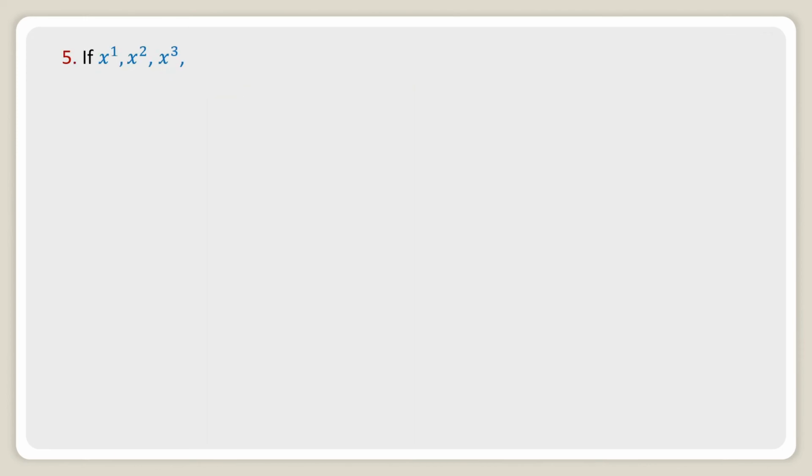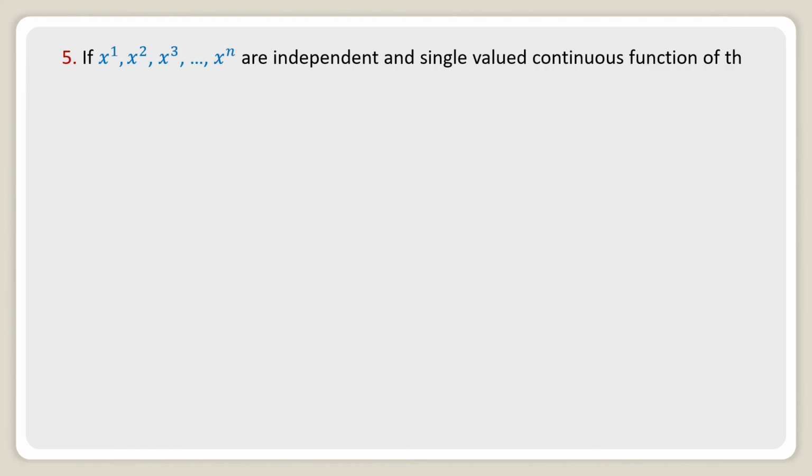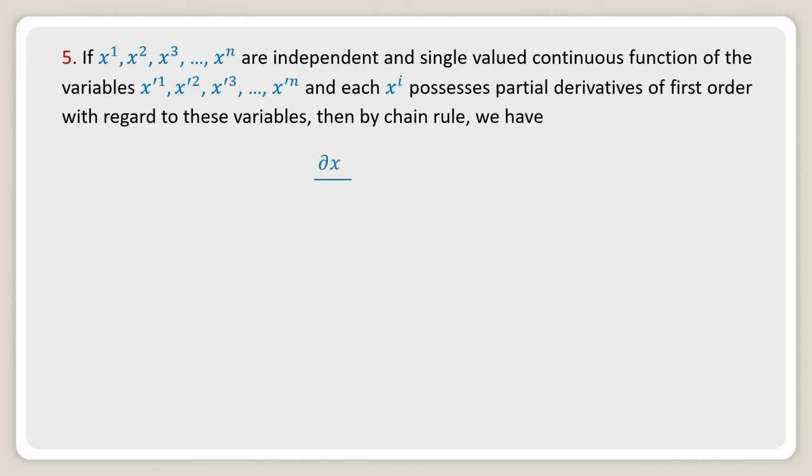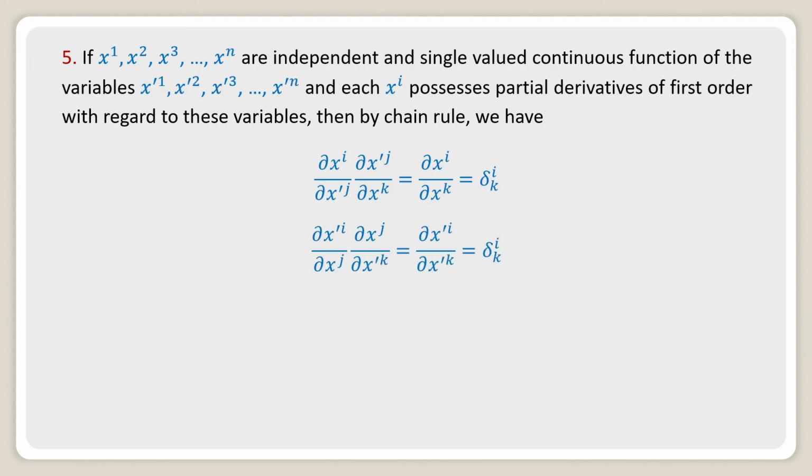The fifth property is given as: if x1, x2, x3 up to xn are independent and single valued continuous functions of the variables x prime 1, x prime 2, x prime 3 dot dot dot x prime n, and each xi possesses partial derivatives of first order with regard to these variables, then by chain rule we have del xi by del x prime j into del x prime j divided by del xk is equal to del xi by del xk, and it is written in terms of Kronecker delta as delta ik.